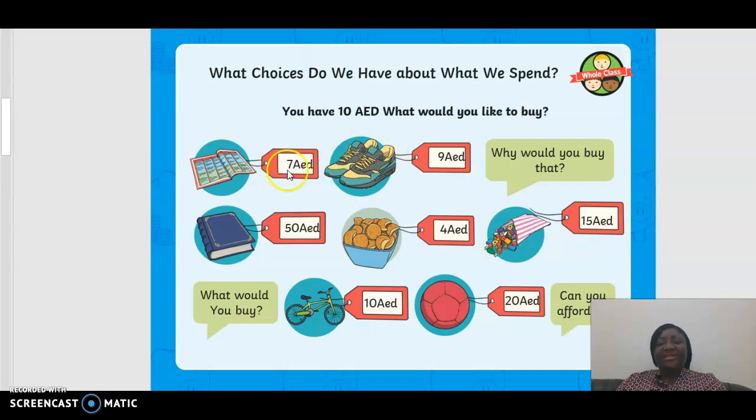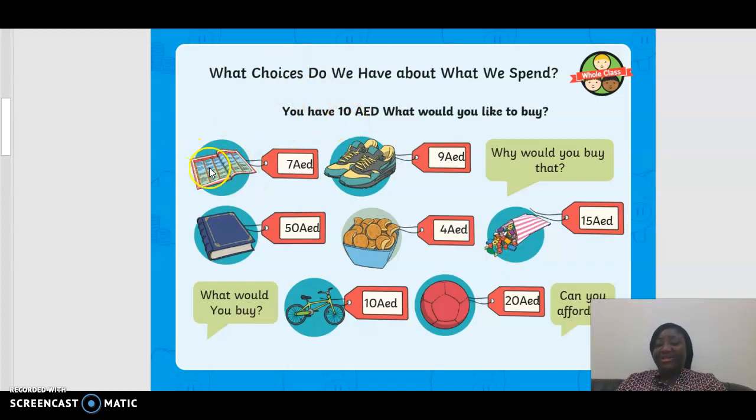Which of these items would you buy? Think about it. Which is more important to you, the magazine or the sneakers? If you have made a choice, why would you buy either the magazine or the sneaker? Remember, your money is just 10 dirhams. You cannot buy them both.